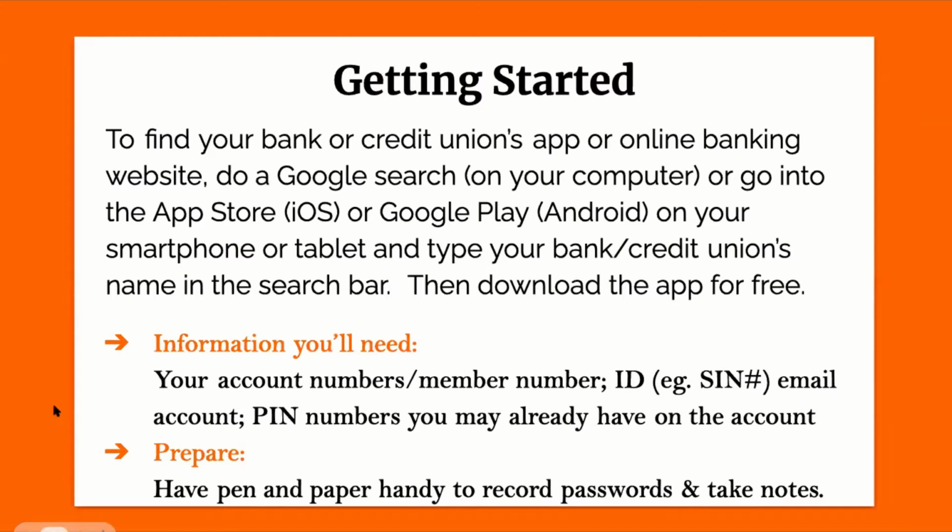Getting started. To find your bank or credit union's app or online banking website, do a Google search on your computer or go into the App Store, iOS or Google Play, Android, on your smartphone or tablet and type your bank/credit union's name in the search bar. Then download the app for free. Some information that you'll need: your account numbers, member ID, email account, PIN numbers you may already have on the account. So to prepare, you can have a pen and paper handy to record passwords and take notes.